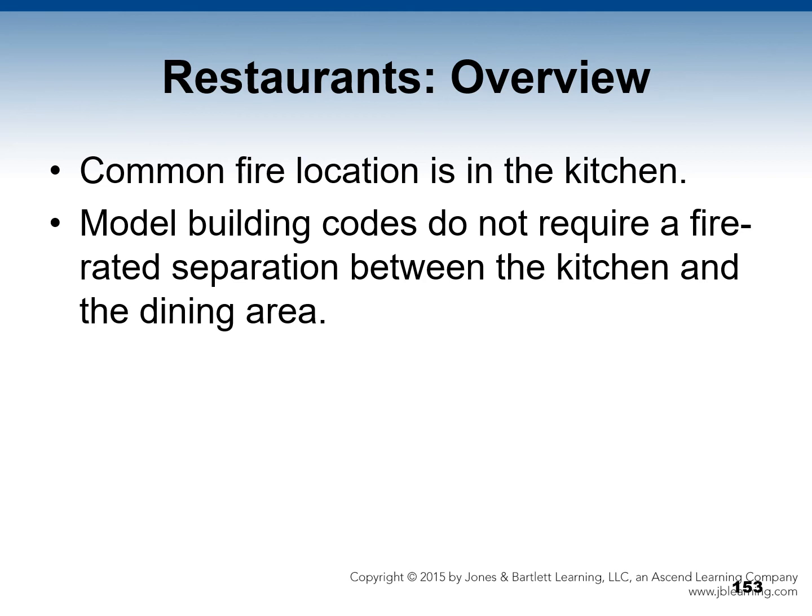Restaurants are another type of building to be discussed. In restaurants, the common fire location is, of course, in the kitchen. Model building codes do not require a fire-rated separation between the kitchen and the dining area. Indeed, in many restaurants, not all, of course, you sit down and you can see straight into the kitchen. There's no separation, except for maybe a partial wall. But you certainly see an opening where there's a food pass through many times.